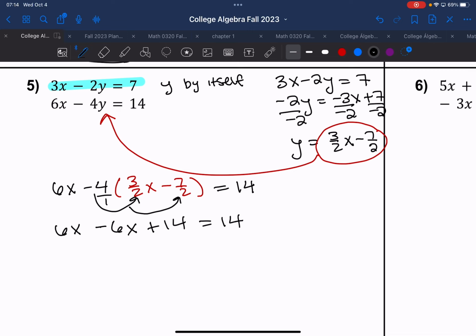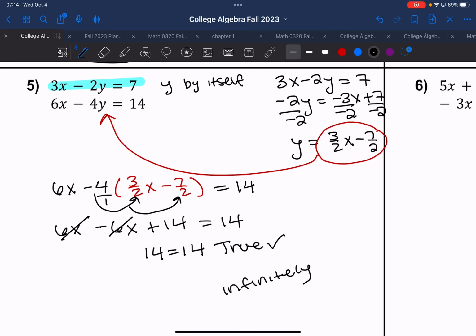So for this one, we are going to combine like terms. So what's 6x minus 6x? What happens here? They cancel, and we're left with 14 equals 14. Is that true or false? True. So what's our answer?